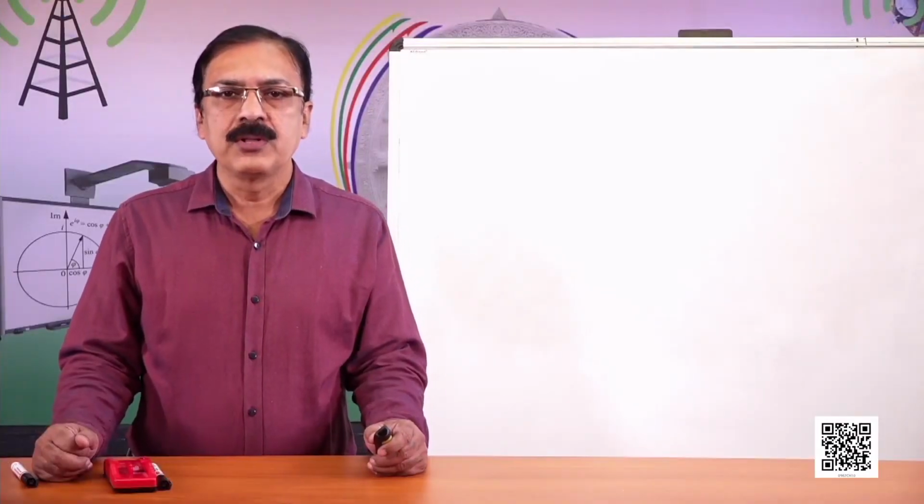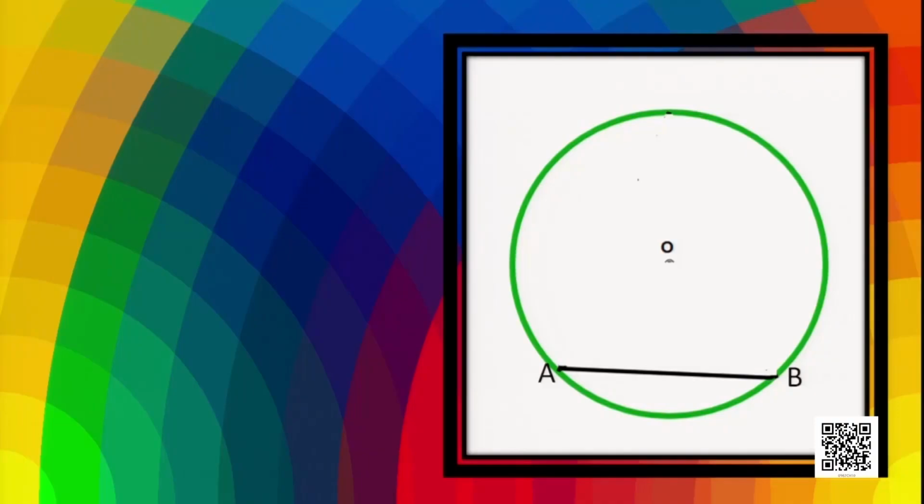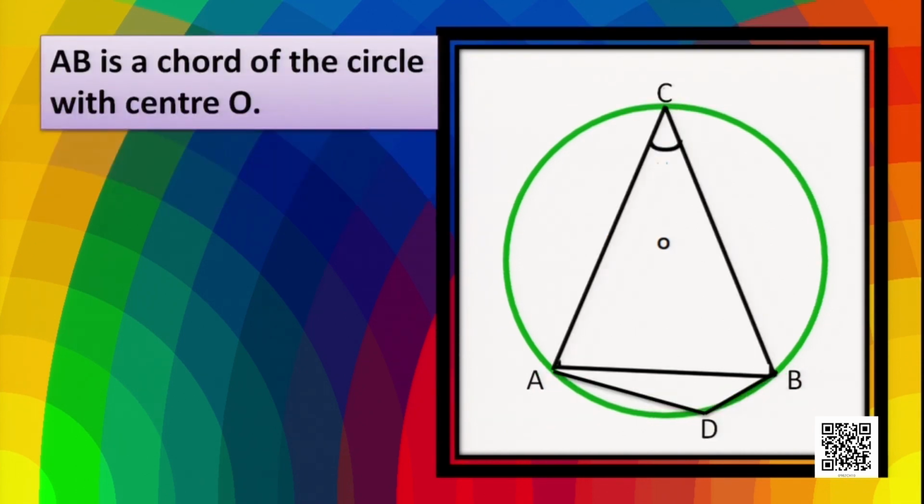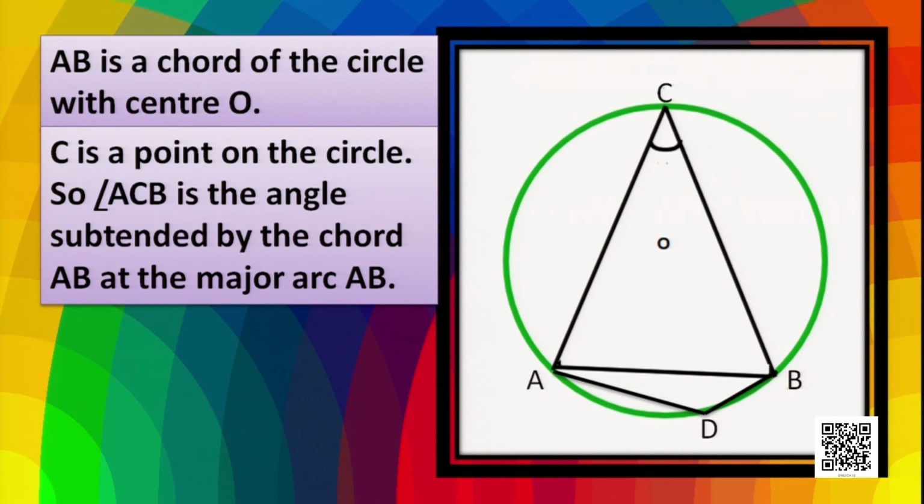Now let's come to chord. Here the figure shows that AB is a chord of the circle with center O. Now in this figure you see, apart from AB we have two more points, C and D. So AB subtends an angle both at C and D. C is a point on the circle, so angle ACB is called the angle subtended by the chord AB at the major arc AB, because that point is on the major arc.